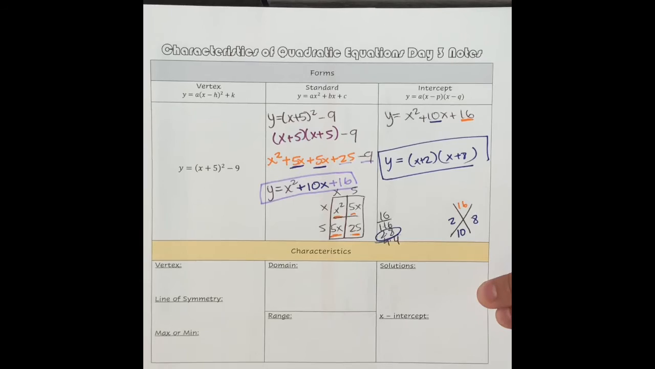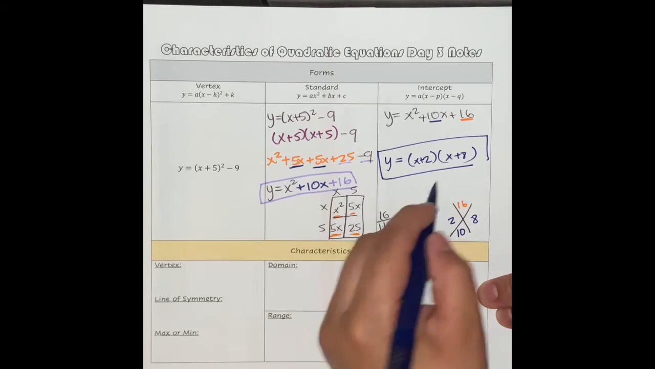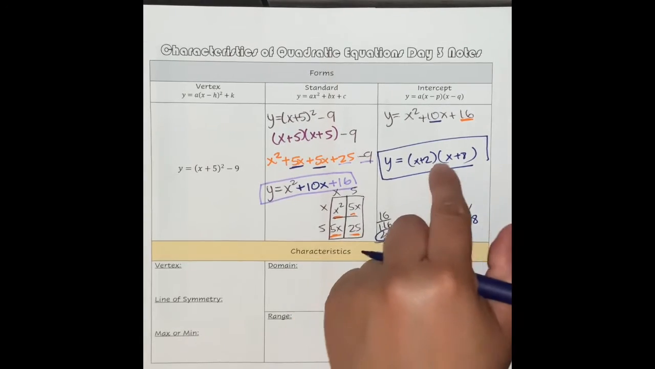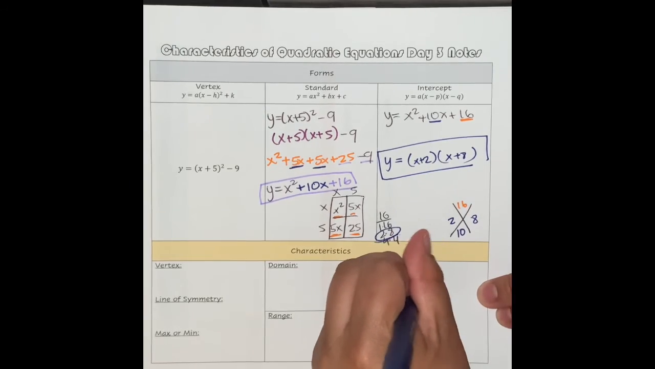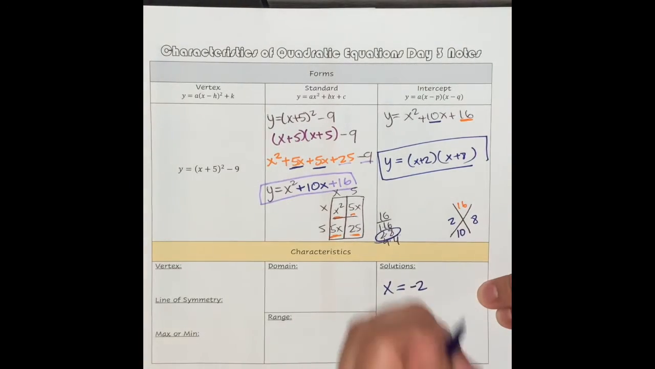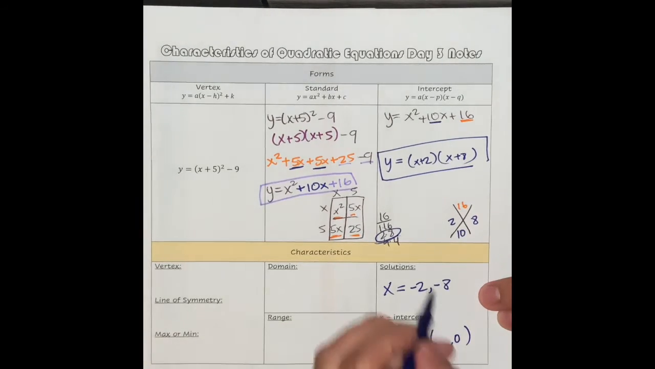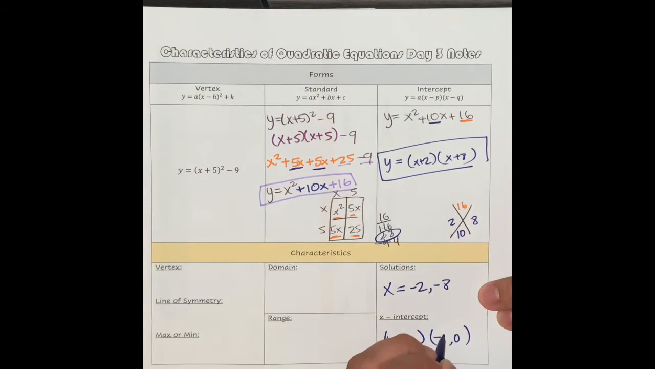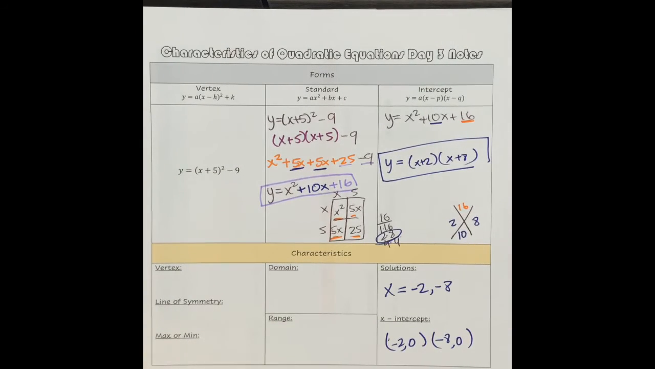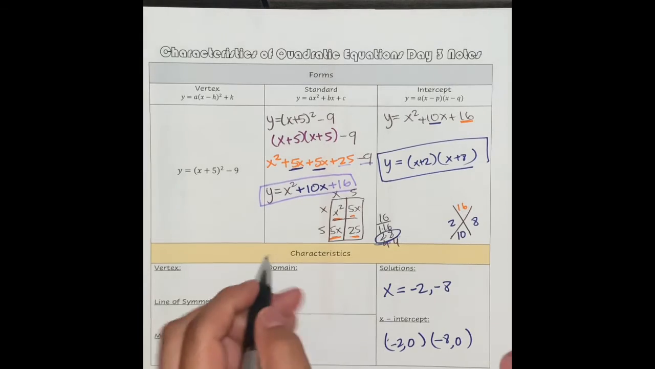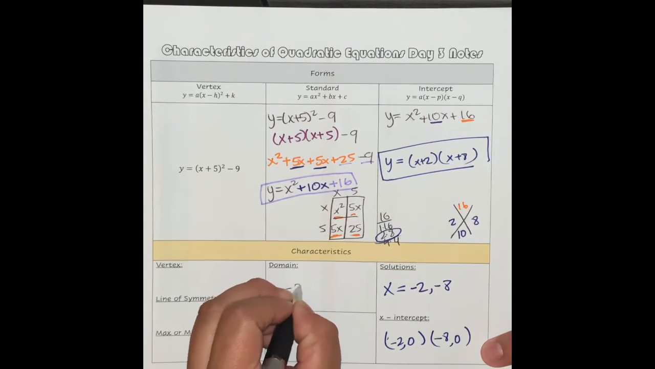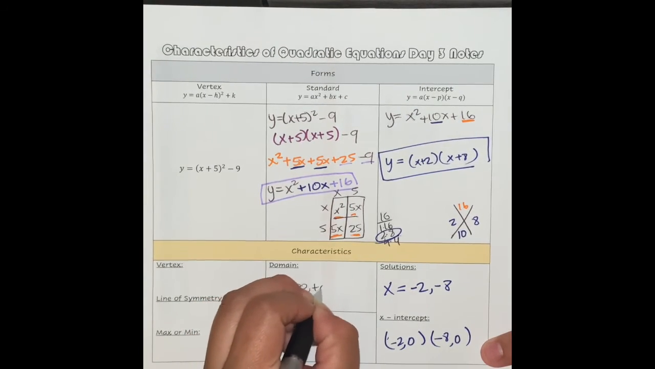Again, looking back to what we did previously, our solutions are just the opposite of our intercepts. This is positive 2, so it's negative 2. This is positive 8, so it's negative 8. Our x-intercepts are the same solution numbers, just with a 0 for the y value. So it's negative 2, negative 8. If we keep moving on, domain is all real numbers, from negative infinity to positive infinity.